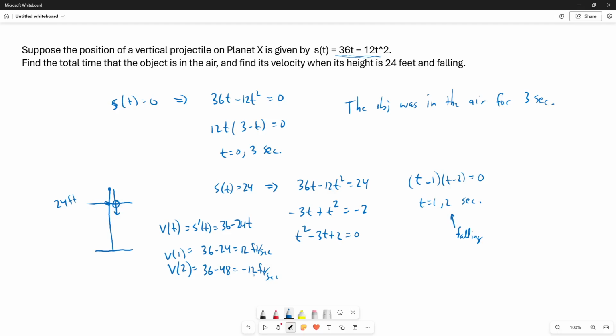So the negative is telling us indeed that the object was falling. The speed is 12 feet per second. Notice on the way up and on the way down at the height 24 feet, the speed is the same, 12 feet per second. The only difference is, of course, the direction. So the velocity was negative 12 feet per second. The velocity includes the direction.